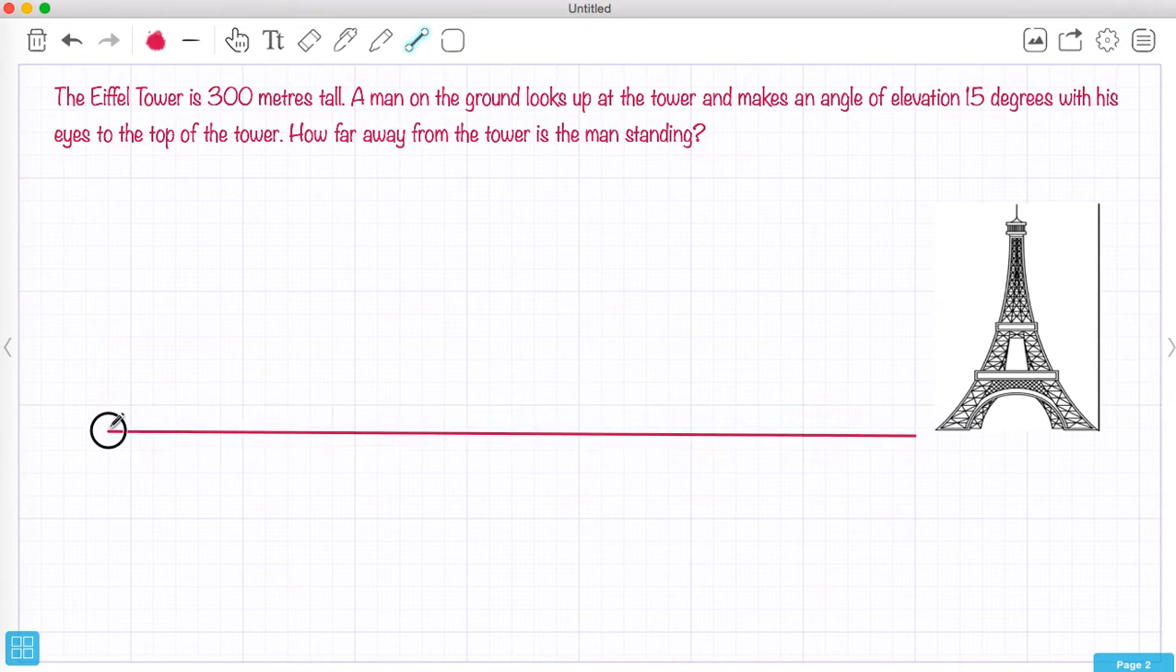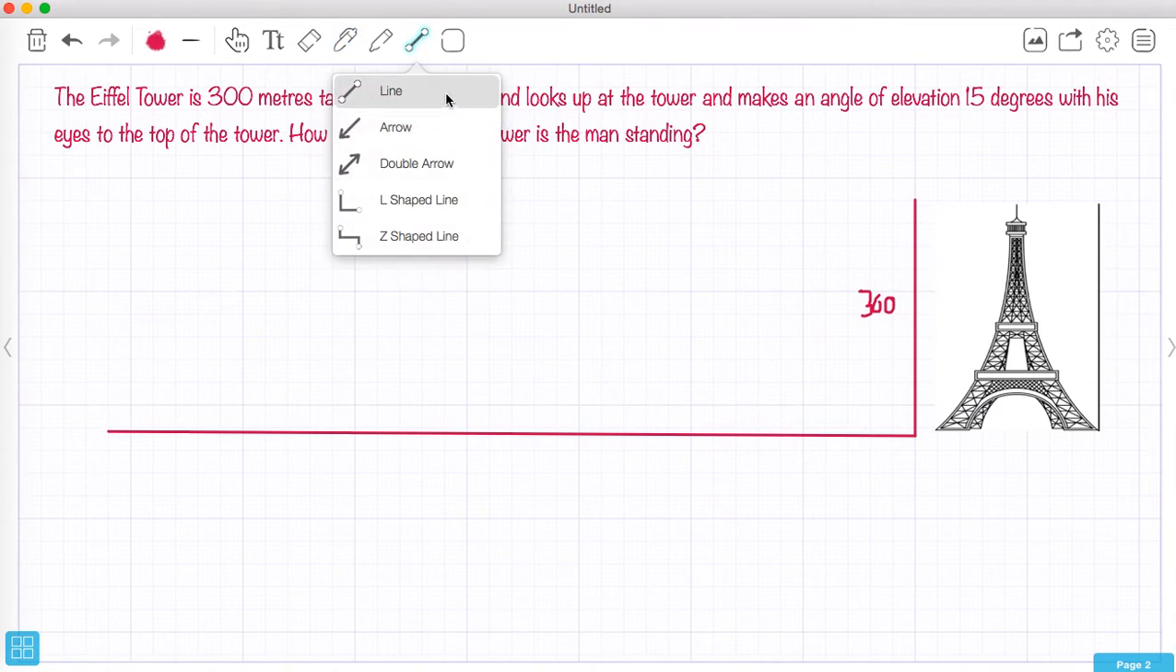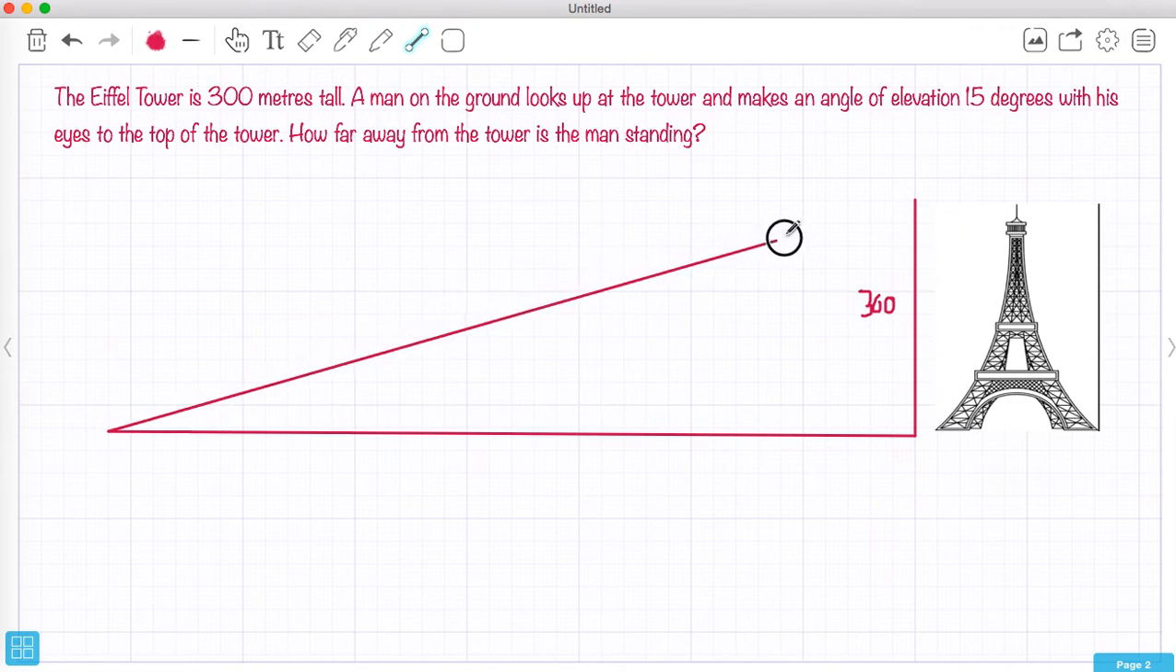So I'm going to draw this, and this is horizontal, and we're going to go straight up to make a right angled triangle. Now we already know that that length is 300, so I'm going to write that in as 300. Now this is where the man is standing, and for these sorts of questions, I'm going to ignore the man's height because it doesn't really make much difference. So he's looking up, 300 here. This here is the angle of elevation, which is 15 degrees, so let's fill that in as 15. And I want to know how far away he's standing from the bottom.